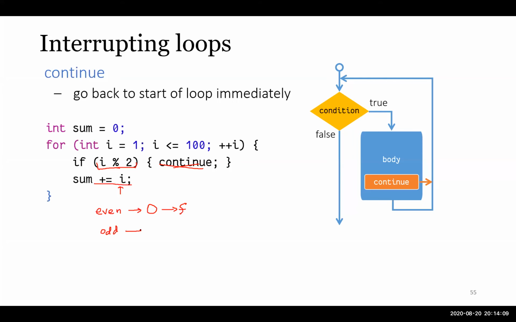If it's odd, 3 modulo 2 is 1, right? Any odd number modulo 2 is 1. 1 is true. True means I continue, so I don't do the sum. Continue means I go back to the top. Continue means I skip all the instructions. So what happens now is this is adding all the even numbers.